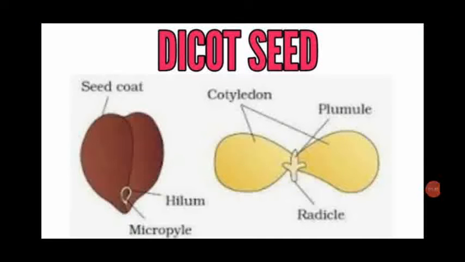Dear students, before going to see the structure of dicot seed, we are going to see the diagram. This diagram you already practiced in your classwork. So this is the Cicer seed, chickpea, the binomial name is Cicer arietinum. So with this Cicer seed, we are going to see the structure of a dicot seed.